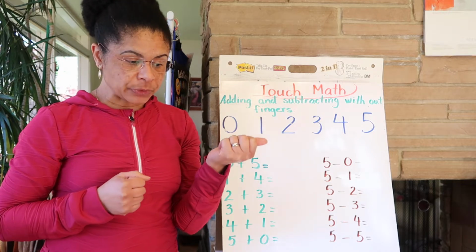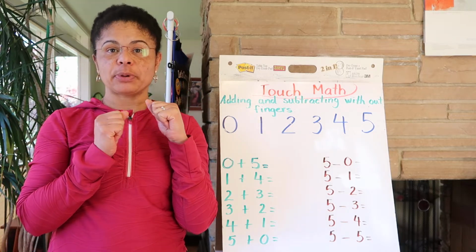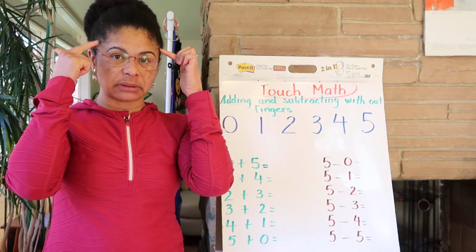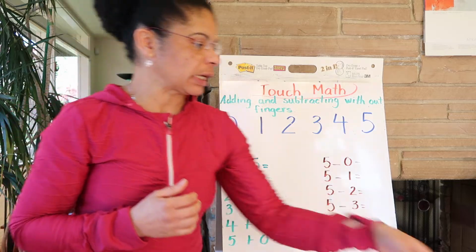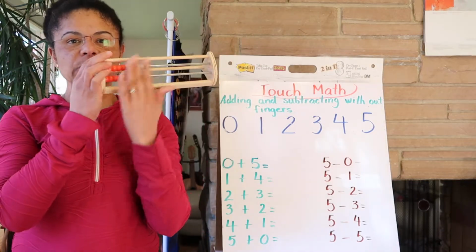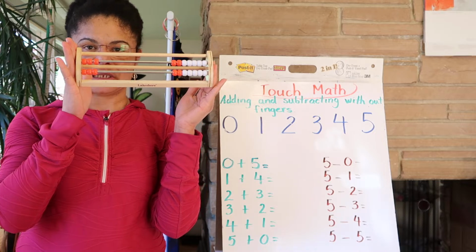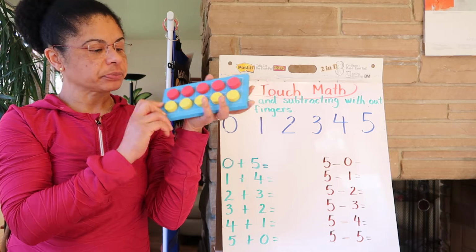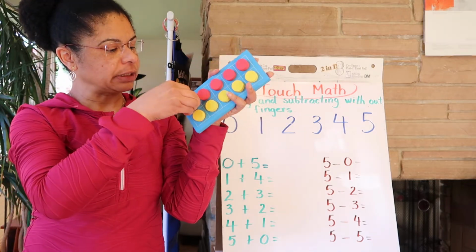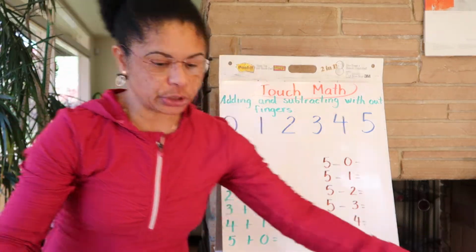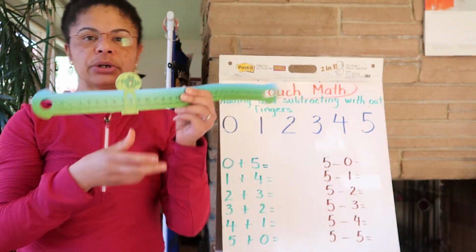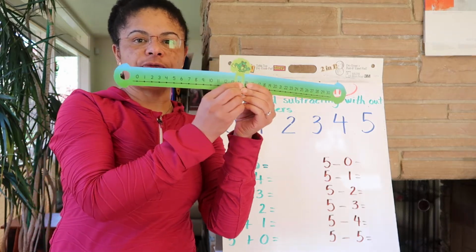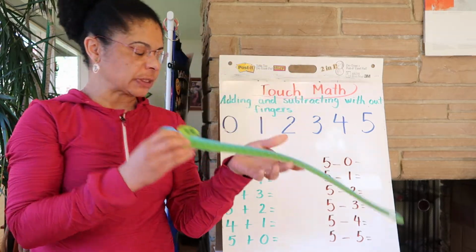And we already know that we could solve math problems using our fingers. We could solve math problems using mental math. We could use our rekenrek to solve our math problems, addition and subtraction. We could also use our ten frames and work with our addition and subtraction. We could also use our number lines and add and subtract as we move forward or come backwards.